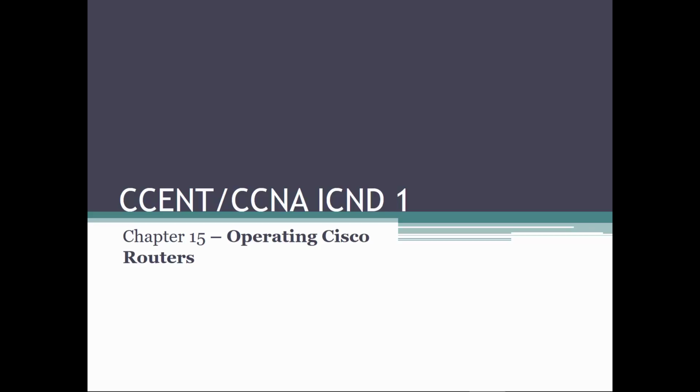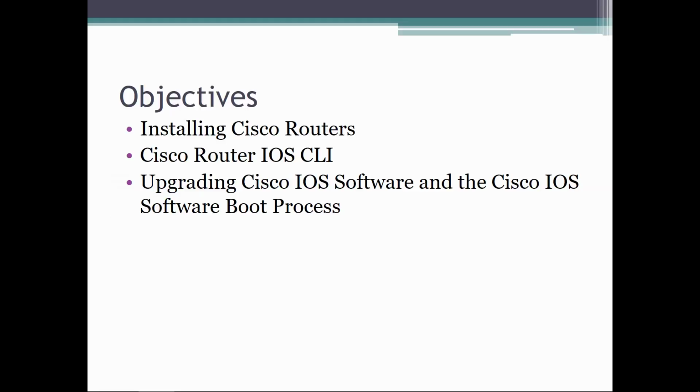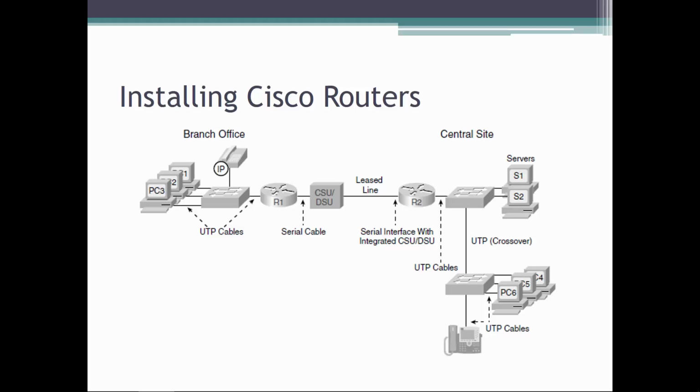So, the main points of this chapter are installing a Cisco router, looking at the Cisco router's IOS and the CLI, upgrading the Cisco IOS software, and understanding its boot process. To install a Cisco router, normally it sits at the edge of a network, though it could connect to multiple different networks, so it just depends on your environment.